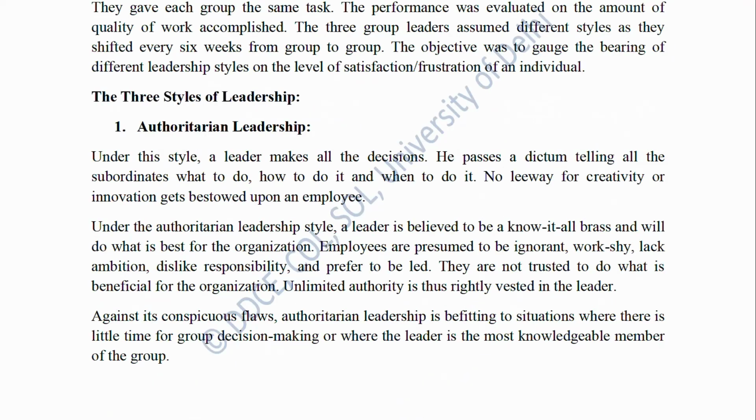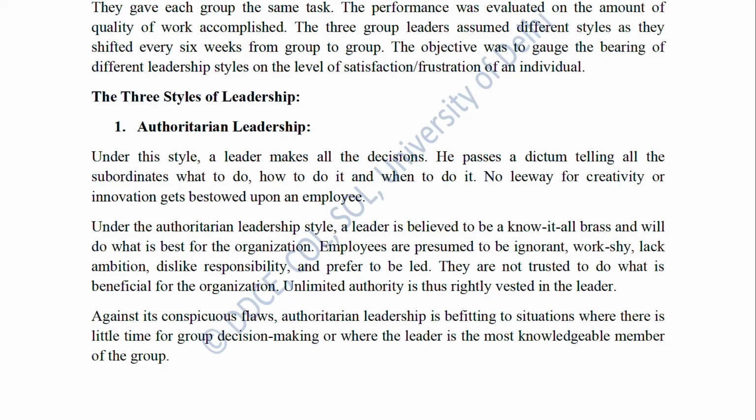The three styles of leadership. Number 1, authoritarian leadership. Under this style, a leader makes all the decisions. He passes a dictum telling all the subordinates what to do, how to do it, and when to do it. No leeway for creativity or innovation gets bestowed upon an employee.